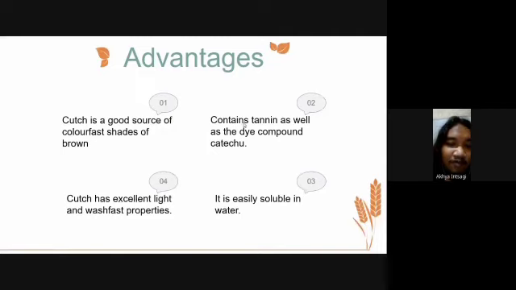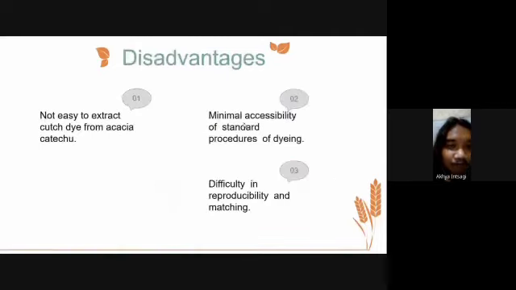And then some disadvantages of Kutch brown dye. The first is that it is not easy to extract Kutch dye from Acacia catechu, and there is minimal accessibility of standard procedures of dyeing. And then the last is difficulty in reproducibility and matching.